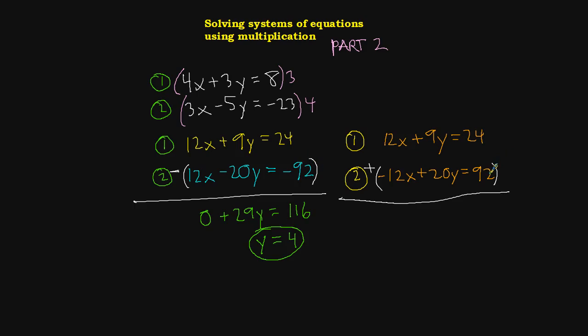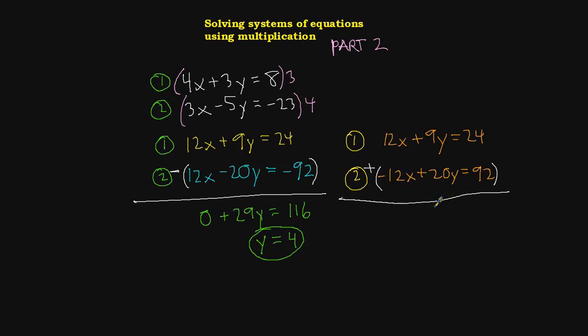It's kind of like multiplying everything by negative 1. Again, it's legal as long as I multiply everything on the left side of the equal sign by negative 1 and everything on the right side by negative 1. But this just makes it so much easier because now we can just add. So we add 12x plus negative 12x. We add 9 plus 20. We add 24 plus 92. And we get the same results as we did over here.